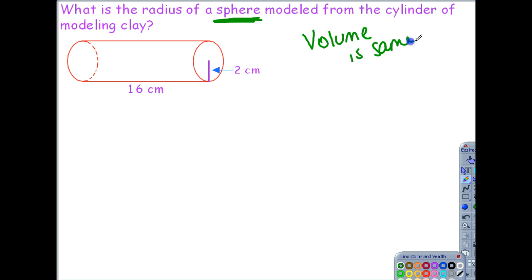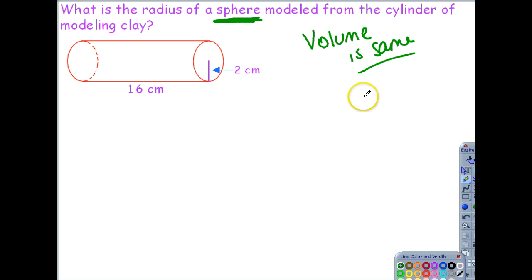So let's keep track of that. The volume is the same, that's for sure. So really, I need to know the volume of this. That's going to be important, because the only way I can find the radius of a sphere is if I know maybe the surface area or volume, or if I know something about the great circle. But yeah, I'm thinking volume.